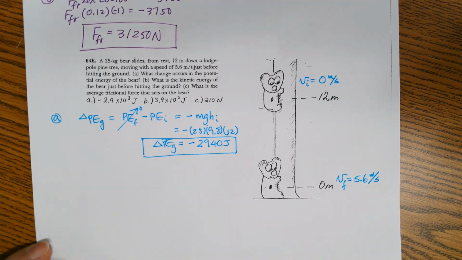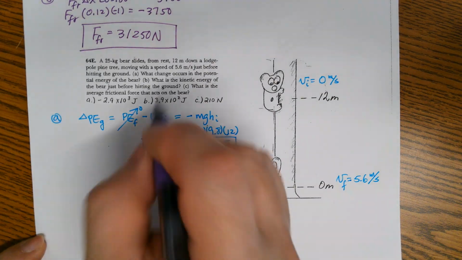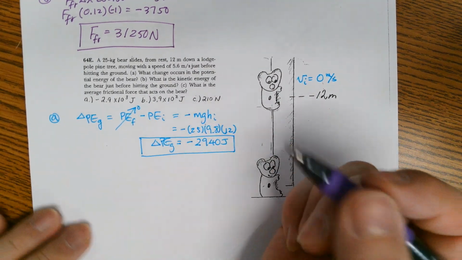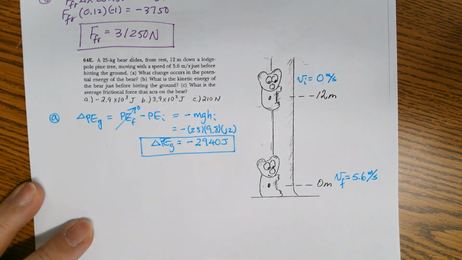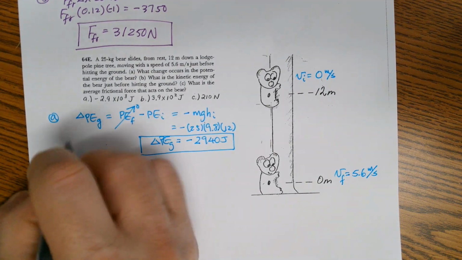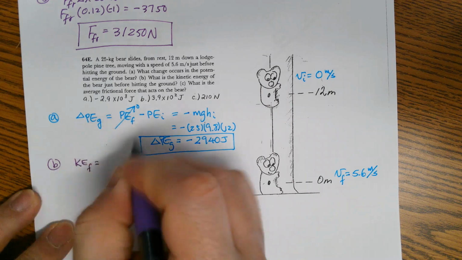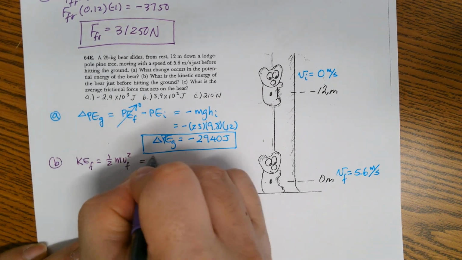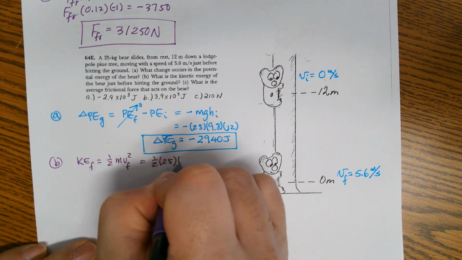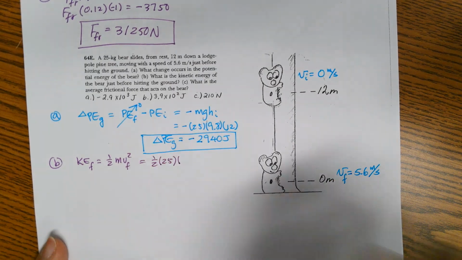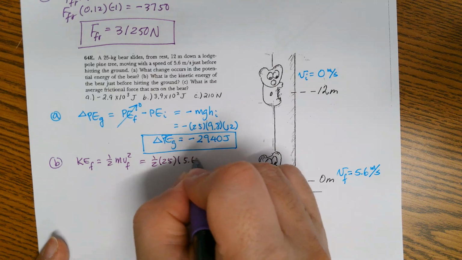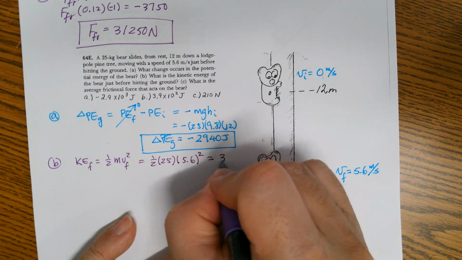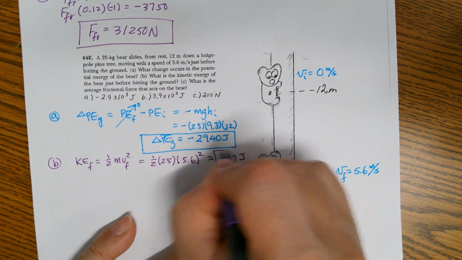What about part B? Part B asks, what is the kinetic energy of the bear just before it hits the ground? So for part B, kinetic energy final is equal to just 1/2 m v final squared, which is 1/2 times 25 times 5.6 squared. And if you work that out, you're going to get 392 joules.